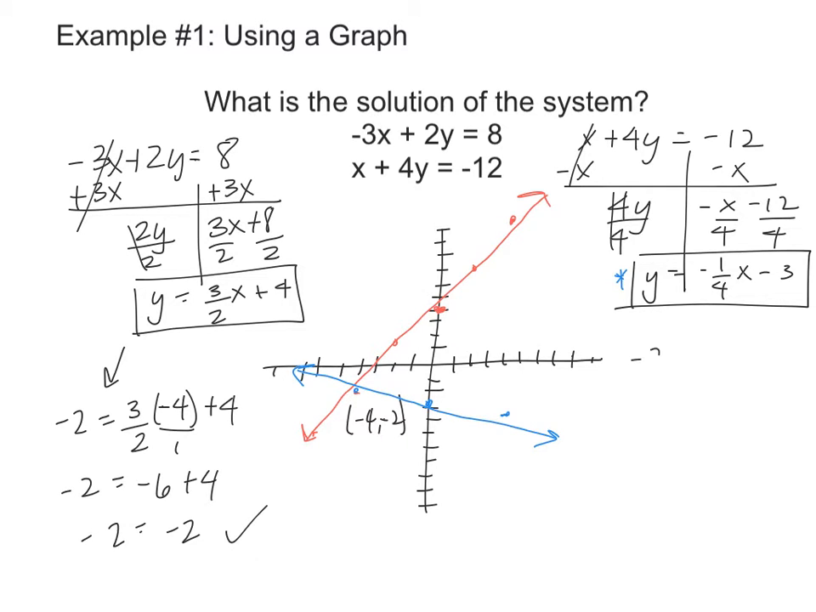Again, y is negative 2, it would equal negative 1/4 times negative 4 minus 3. So negative 2 will equal, we're going to multiply, so negative 1 times negative 4 is positive 4 over positive 4, which is 1. And 1 minus 3 is negative 2. So negative 2 equals negative 2. So yes, negative 4, negative 2 is a solution to this.